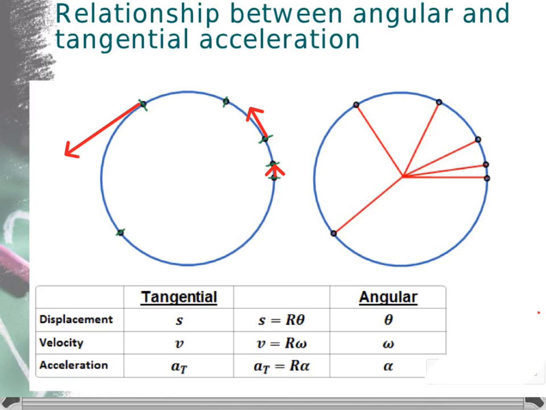Now there's a relationship, just like there's a relationship between tangential displacement or arc length, which we called s, and the angle. We go from the arc length to that angle by multiplying by the radius of the circle, so s equals r times theta. We learned that tangential velocity is equal to the radius times omega, the angular speed. And then you can come up with a relationship between tangential acceleration and angular acceleration simply by multiplying the angular acceleration by the radius of the circle.